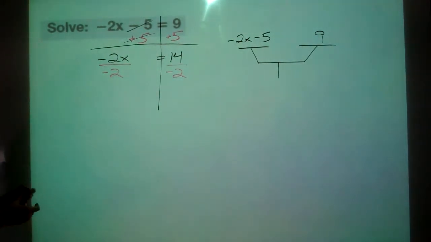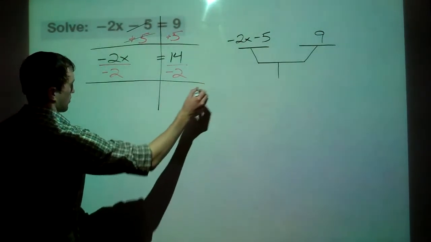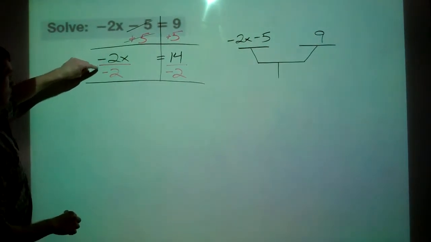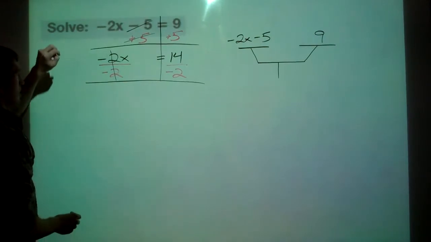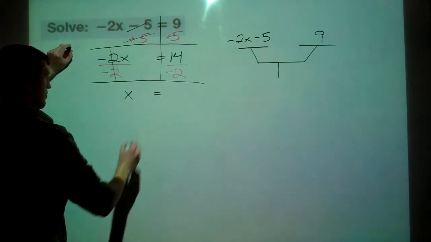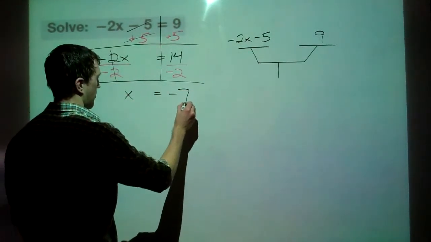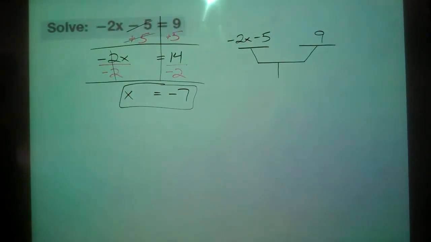Alright, so we go ahead and do this. I like to section these things off. We should get our answer here. Alright, negative 2 divided by negative 2 is just 1. They cancel out with each other. So we're left with 1x, or just x. And 14 divided by negative 2 is negative 7. So that would be our answer there.